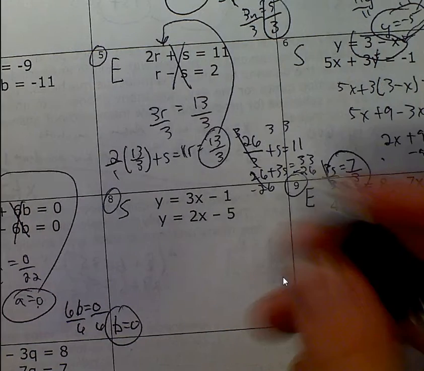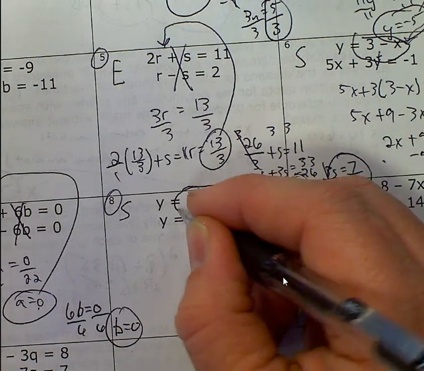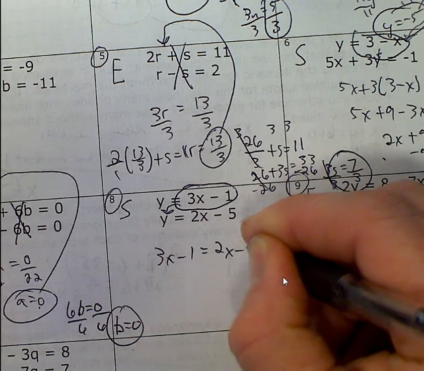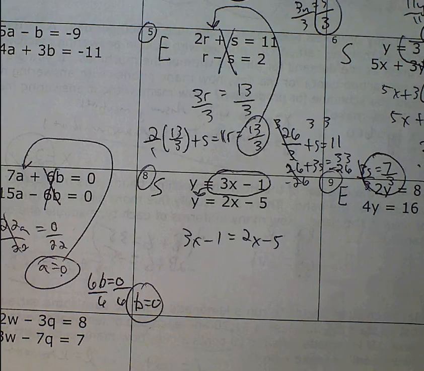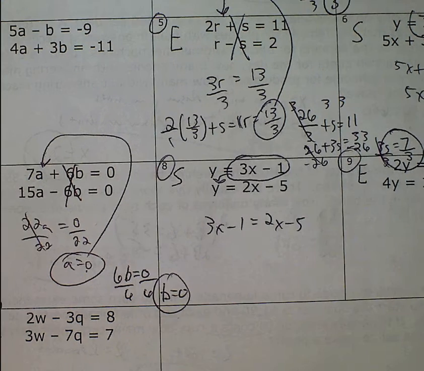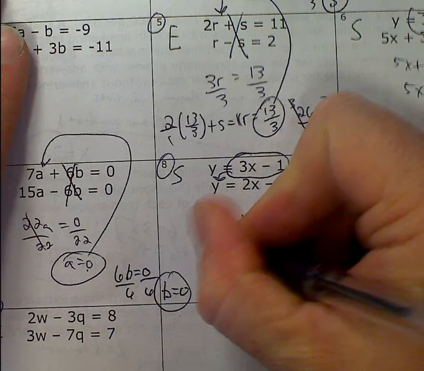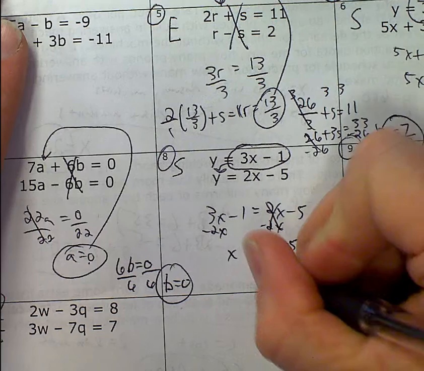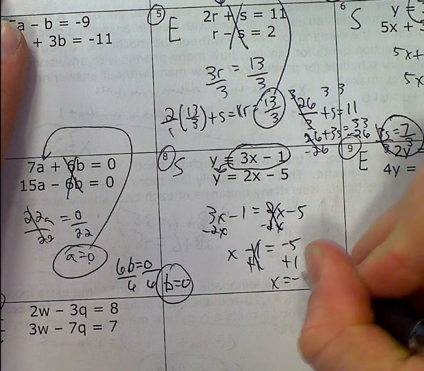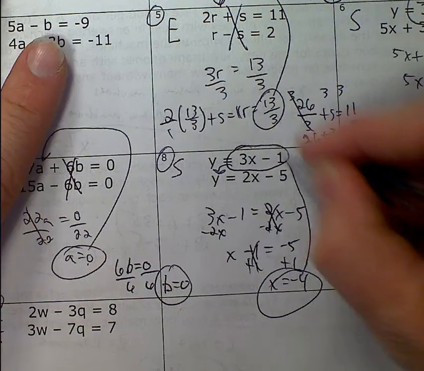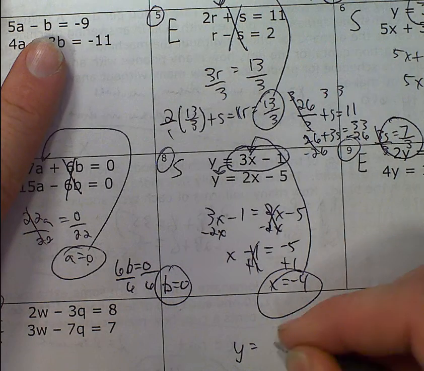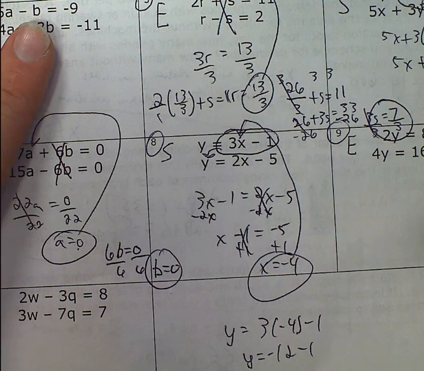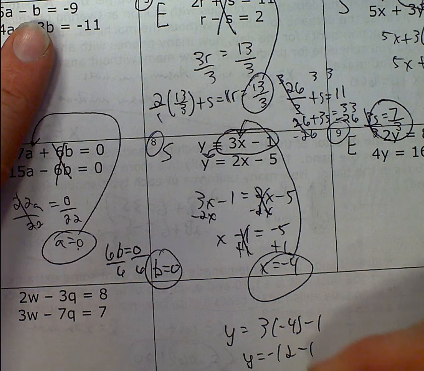Number 8, substitution. I'm going to take this and substitute it in for y. 3x minus 1 equals 2x minus 5. So I'm going to subtract 2x. That gives me x minus 1 equals negative 5. I'm going to add 1. x equals negative 4. I'm going to plug back in. So y equals 3 times negative 4 minus 1. That would give me negative 12 minus 1. So y equals negative 13.